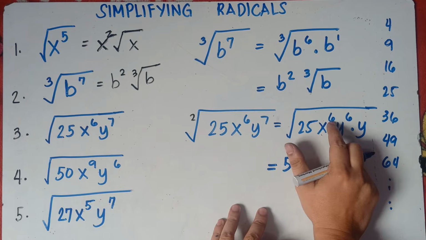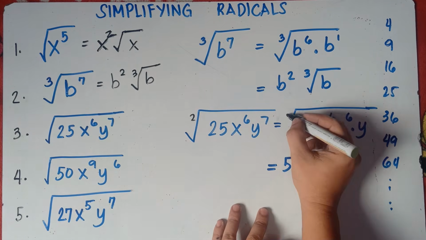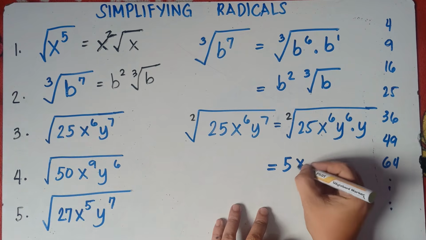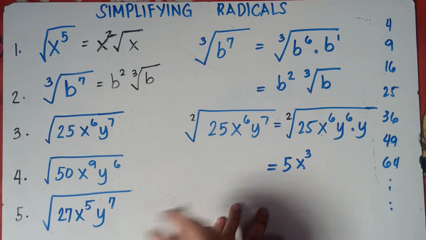And how about this one? 6 divided by 2. We can divide 6 by 2. 6 divided by 2, that is 3. So we have x cubed. Put it outside the radical symbol.